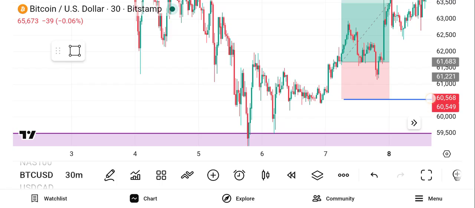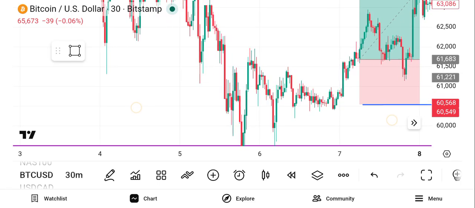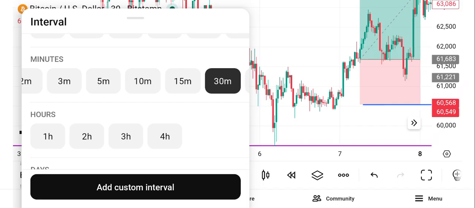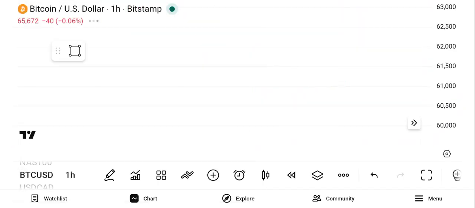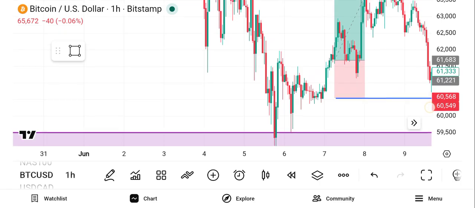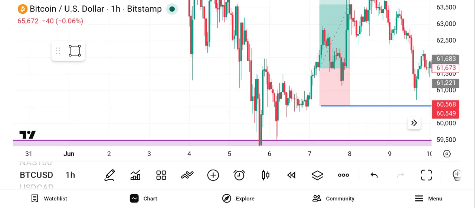But you can see on a 30-minute time frame, the chart is looking a bit not too clear, but I can analyze this. But for you who is still trying to learn the strategy, you go to a higher time frame so that your point of interest or the chart will be clear to you. So you go to the 1 hour time frame, you can see there's less noise here.